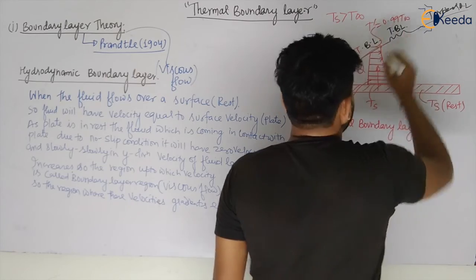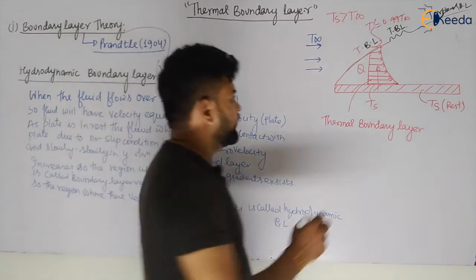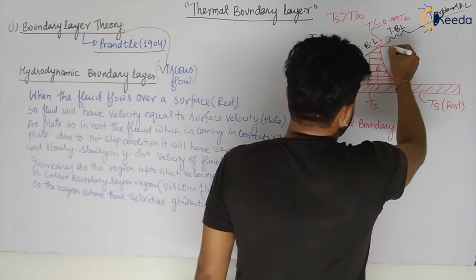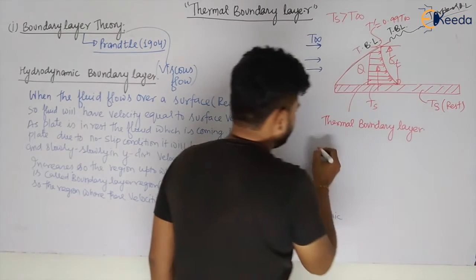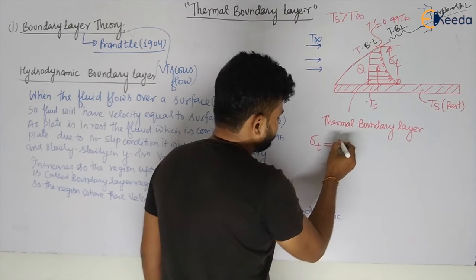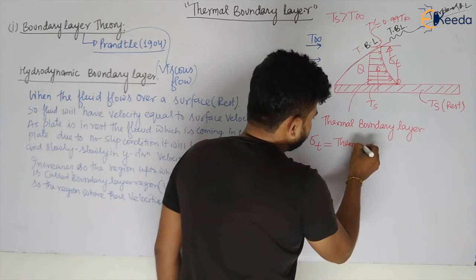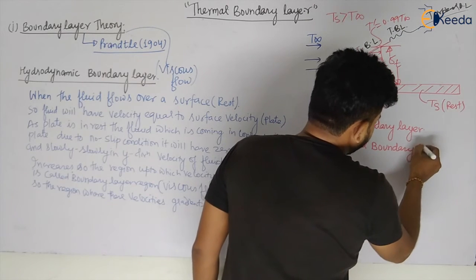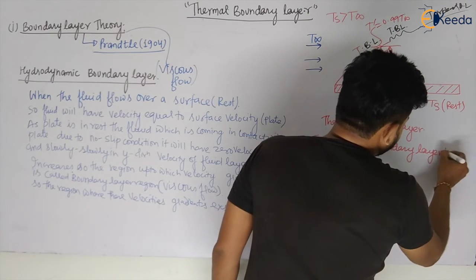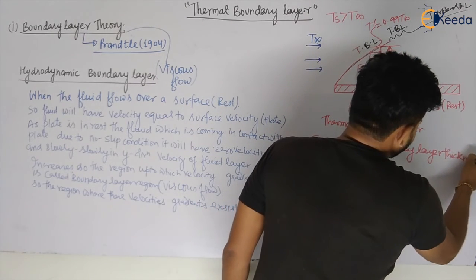Now this thickness will be your thermal boundary layer thickness, where delta T is nothing but the thermal boundary layer thickness, my dear students.